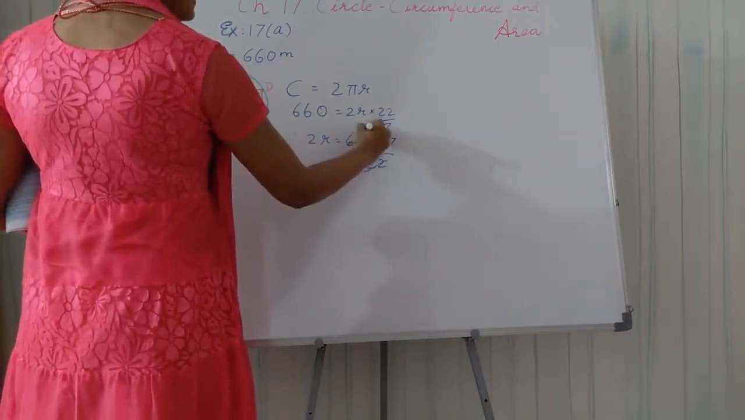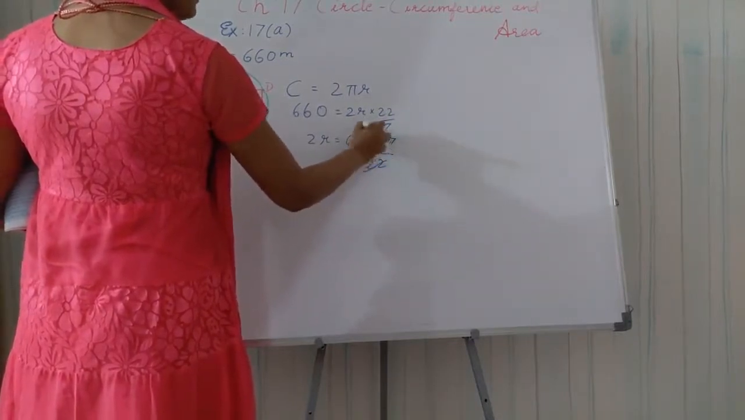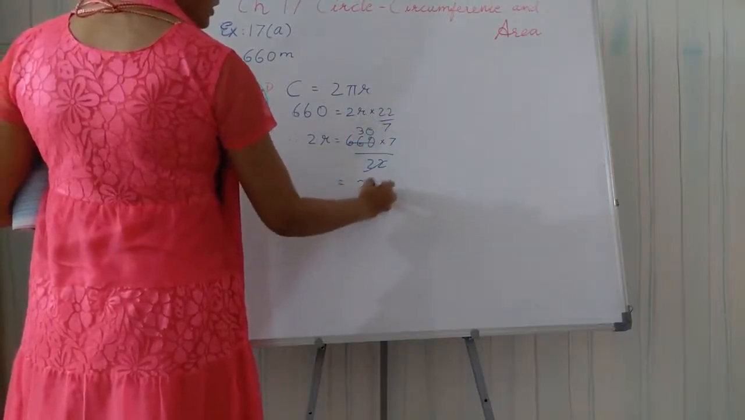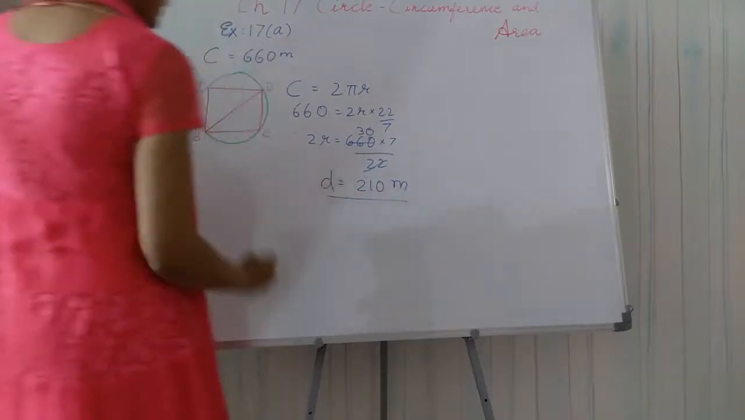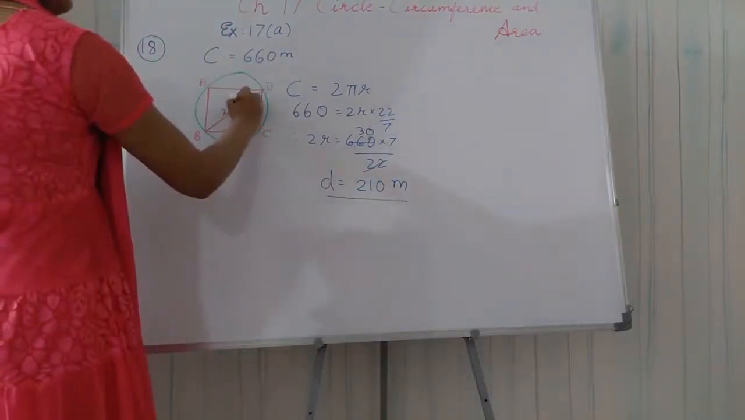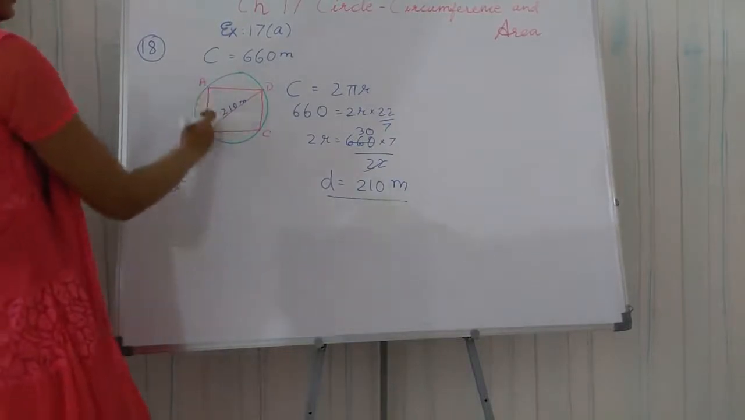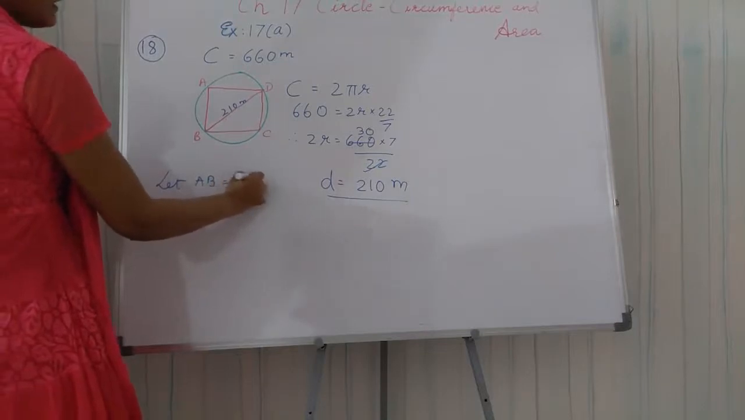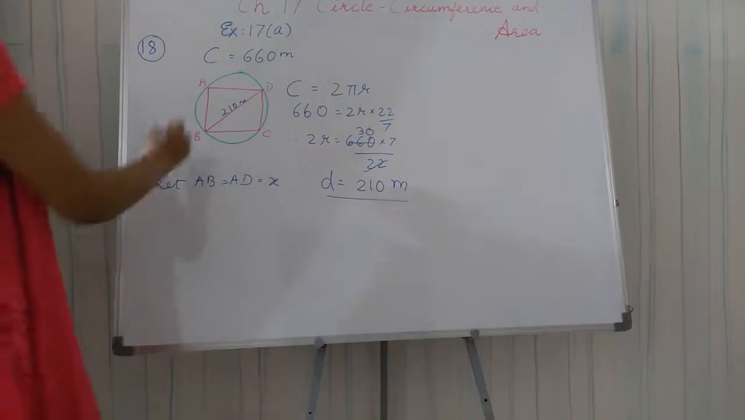So that we get here 22 threes are, so to get 7 threes are 21, 210 meter. This is the diameter we found. This is 210 meter. Now let the value of the side of the square AB, AD, all the sides are the same in a square. We will call it x. We are letting this be x. So this is x. Here this is also x.